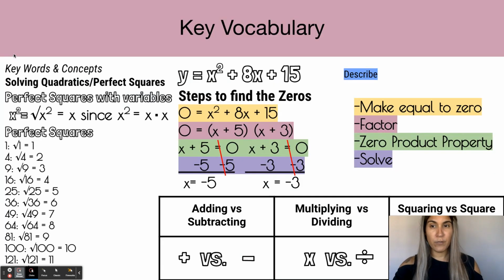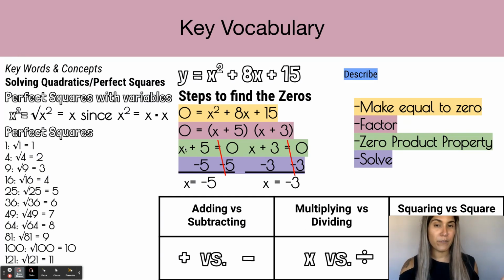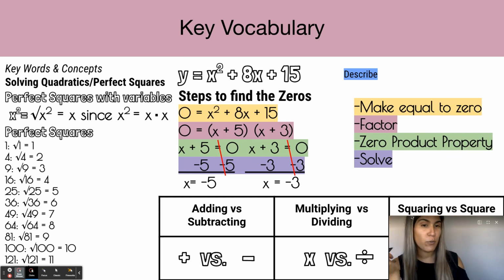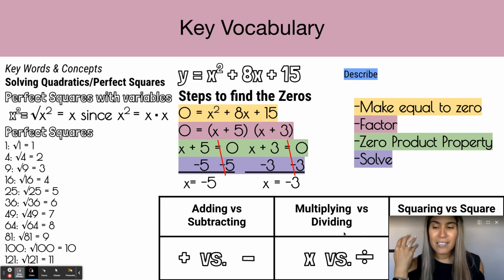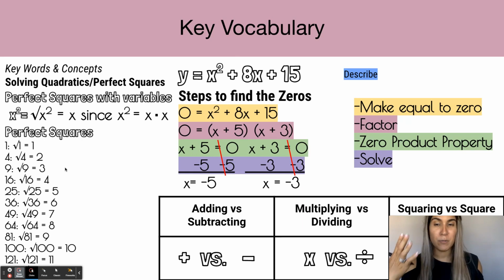Another key vocab that you're going to use in these lessons: we review the perfect squares, but we also review the steps for finding the zeros. Additionally, we review our inverse operations, our adding versus subtracting, our multiplying versus dividing, and our squaring versus square rooting. Giving students visuals of this and having them understand that squaring and square rooting is directly tied with our perfect squares will help them be successful specifically in this lesson.